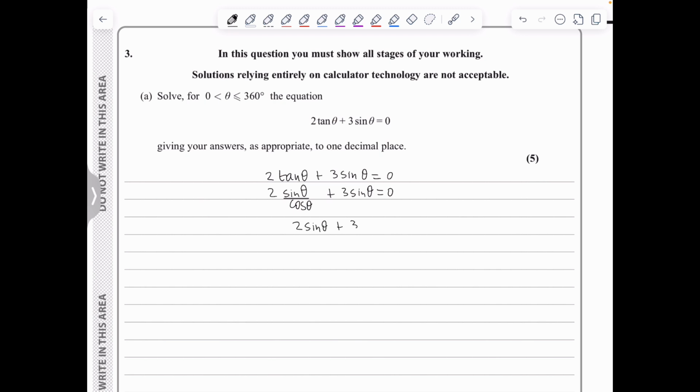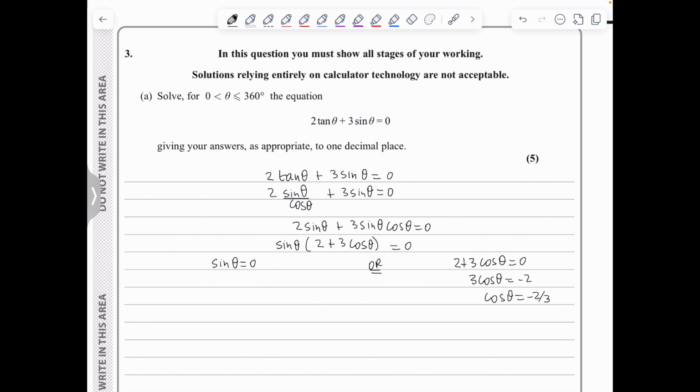plus 3 sine theta cos theta is equal to 0, and I will factor out the sine theta, so sine theta brackets 2 plus 3 cos theta is equal to 0, which means that either sine theta is 0 or 2 plus 3 cos theta is equal to 0. So we've got 3 cos theta here is negative 2, leading to cos of theta being minus 2 over 3.